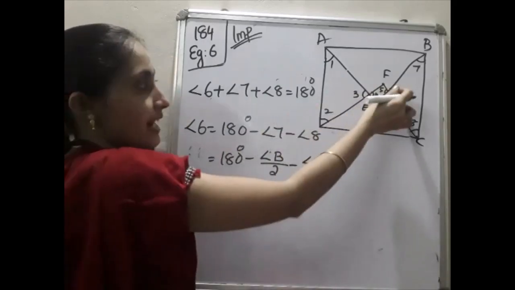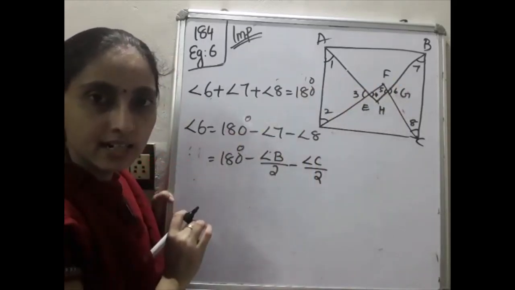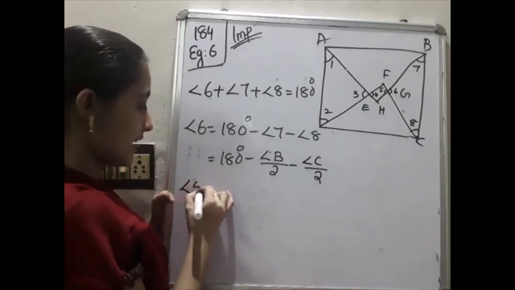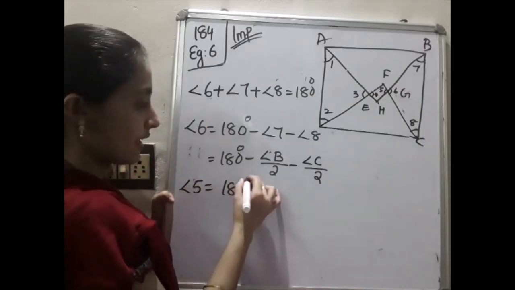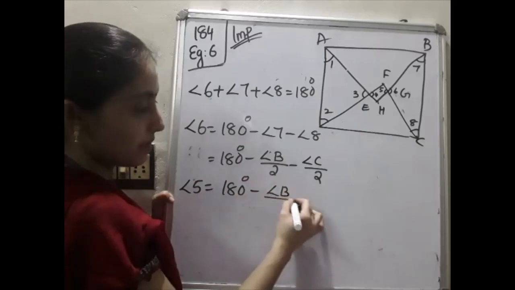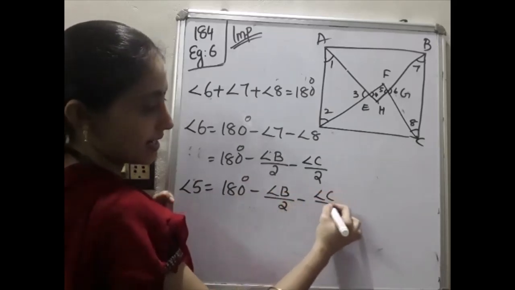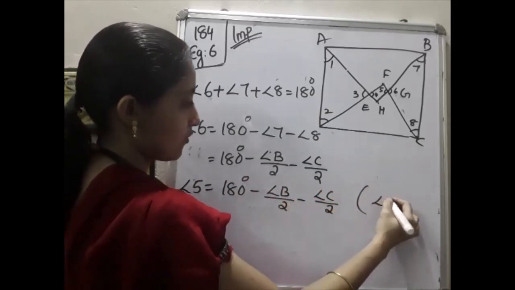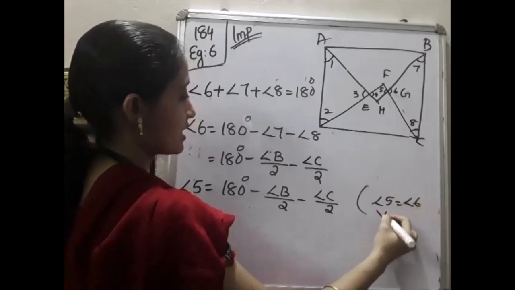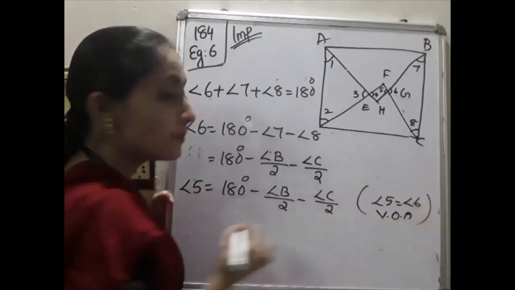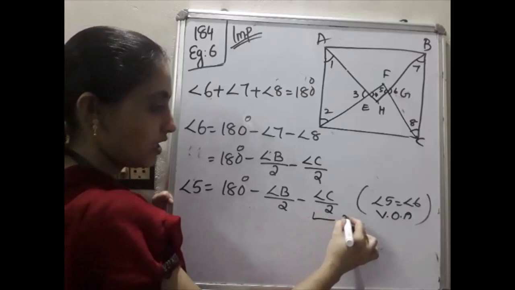Okay. But we know that angle 5 and angle 6 are equal. Reason? Vertically opposite angles. So we can write angle 5 will be equal to 180 degrees minus angle B by 2 minus angle C by 2. The reason you have to write is angle 5 is equal to angle 6, vertically opposite angles are equal. This is equation number 2.